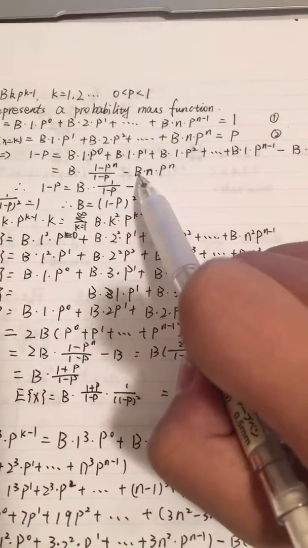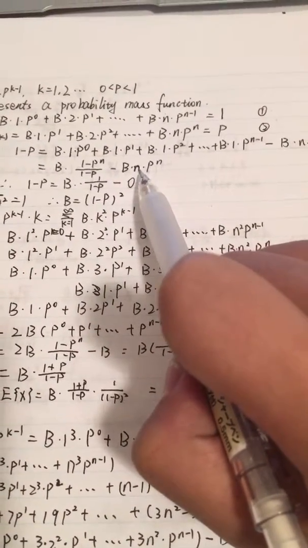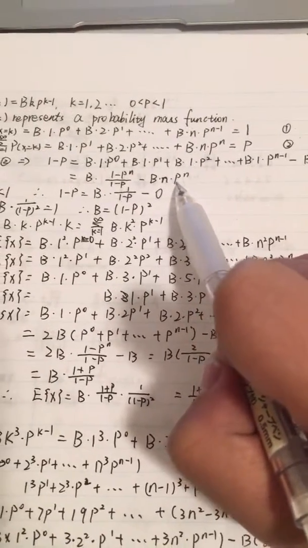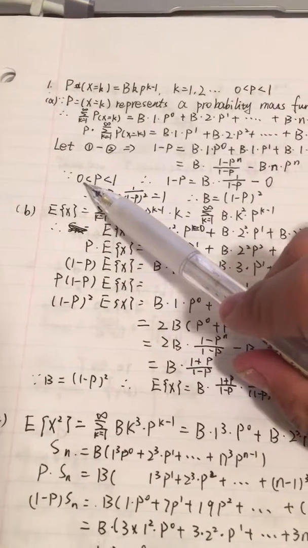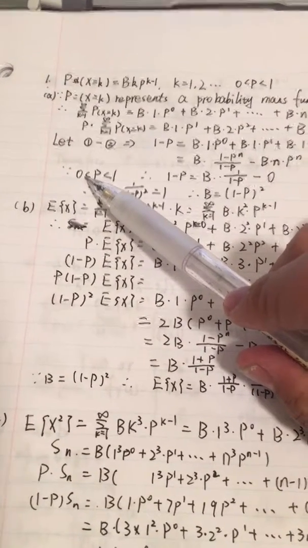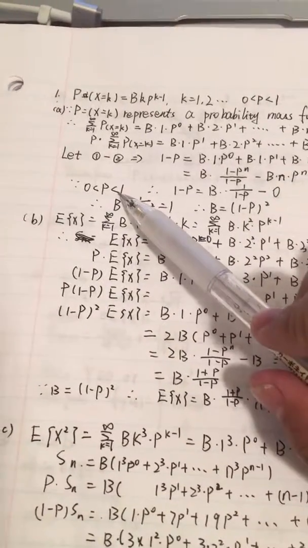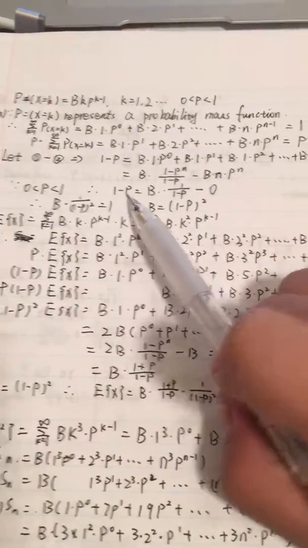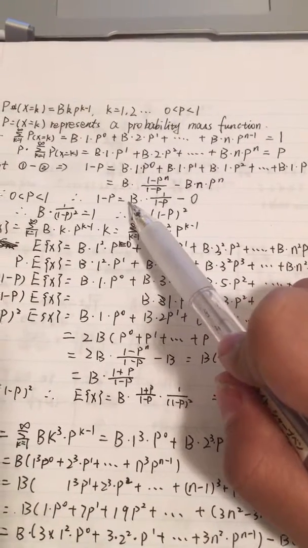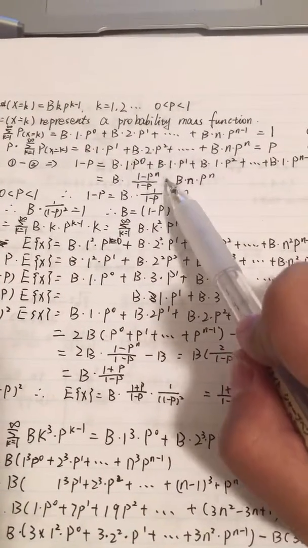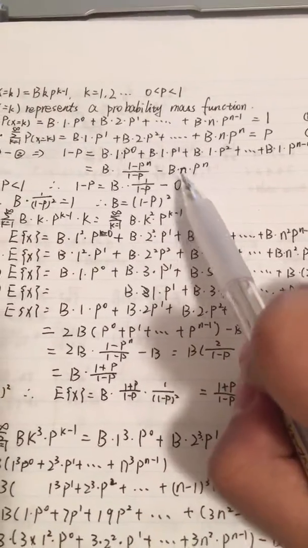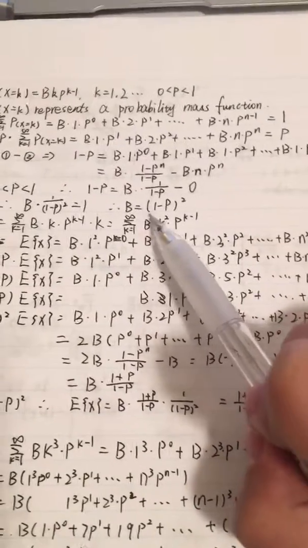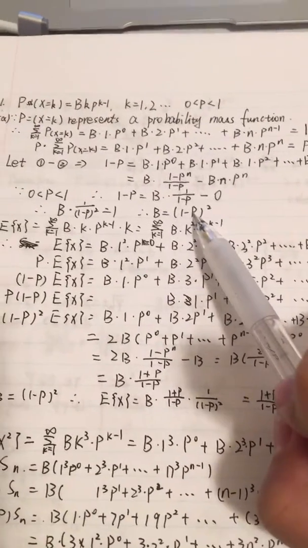And it equals b multiply 1 minus p to n over 1 minus p, minus b multiply n and multiply p to n. Because p is greater than 0 and less than 1, we can get 1 minus p equals b multiply 1 over 1 minus p, and minus 0. So we can get b equals 1 minus p square.